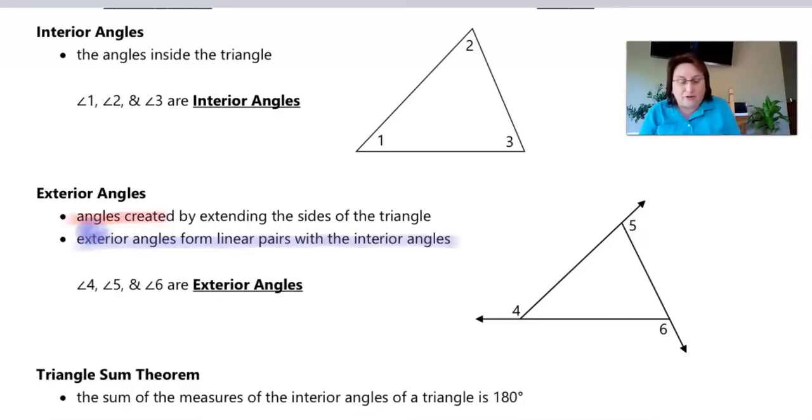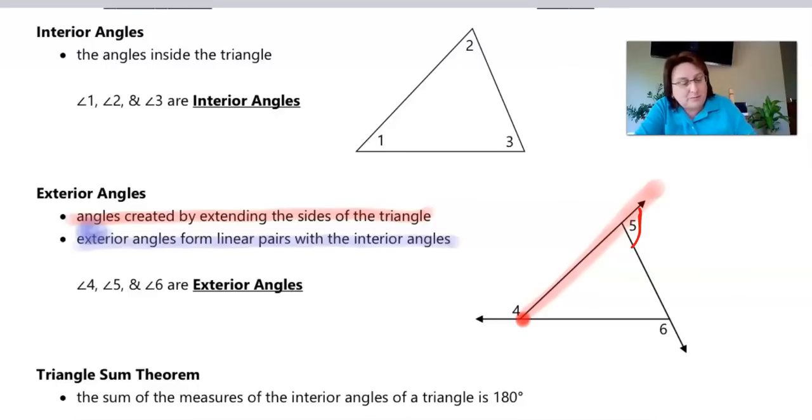And they are angles that are created by extending the sides of the triangle. So guys, if I go from this corner right here and I extend that side, do you see that I just made an angle out here, angle number 5? That is an exterior angle, okay? So same thing with angle 6 and angle 4. They are outside of the triangle and they are made when I extend the sides of the triangle.